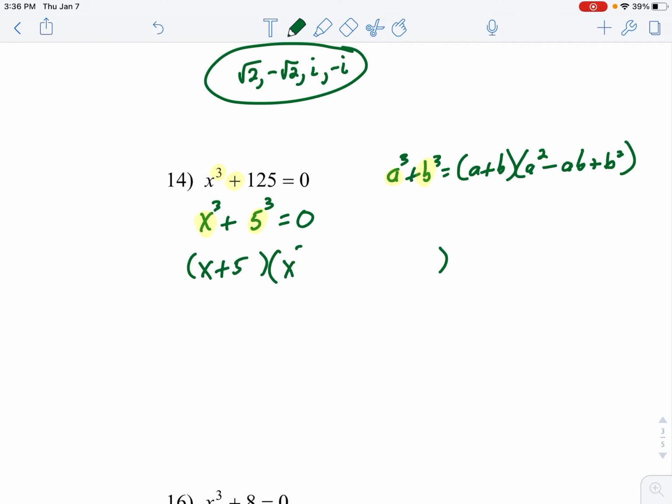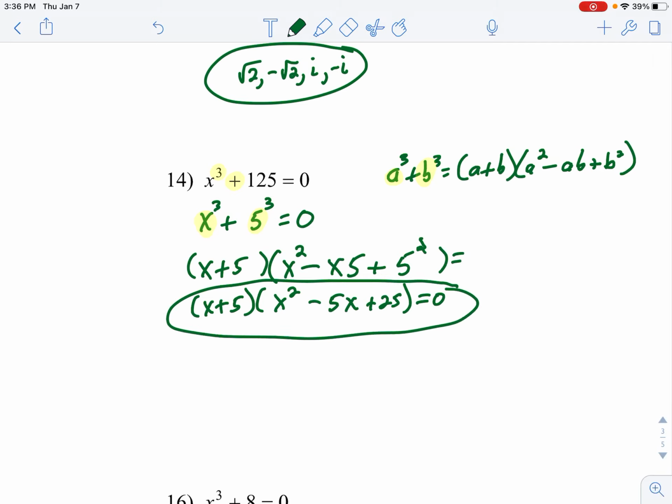Then I go x squared. Then there's a minus sign. Then there's x times 5. And then there's a plus sign. And then plus b squared, I'm going to put 5 squared. Now if I clean this up a little bit, it's x squared minus, not x5, but 5x, and then plus 5 squared becomes plus 25 equals 0. I guess I left the equal 0 off there. So that's what it looks like factored.